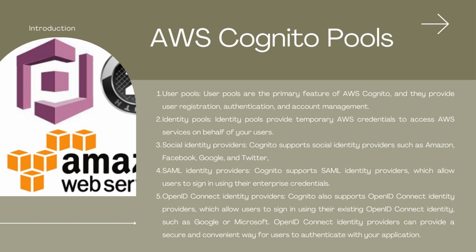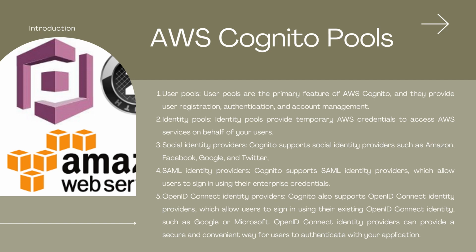Identity pools provide temporary AWS credentials to AWS services on behalf of your users. The third one will be social identity providers. Cognito supports social identity providers such as Amazon, Facebook, Google, and Twitter, allowing users to sign in to your account and manage their profile. The fourth one would be SAML identity providers.